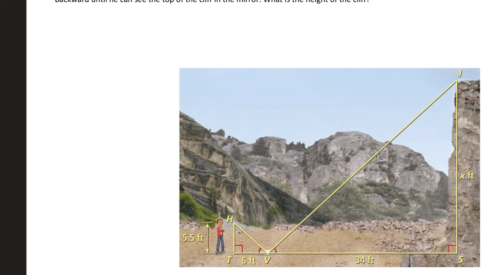So I'm going to compare the height of the cliff, which is x, to Darius's height, which is 5.5. On the flip side, I'm going to compare the distance from the mirror to the cliff to the distance from Darius to the mirror. So I'm really comparing measurements of Darius and the cliff, his height versus the cliff's height. So the cliff's height is on the top, Darius's height is on the bottom. The cliff's distance from the mirror, Darius's distance from the mirror. So to set this up, it's going to be 6x equals 34 times 5.5, which is 187.